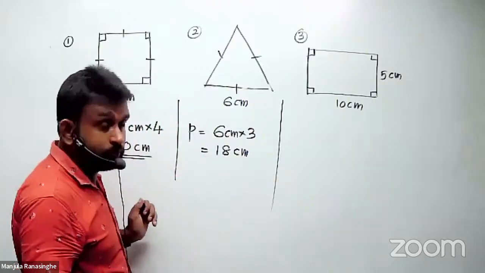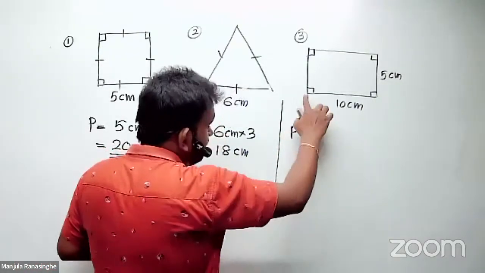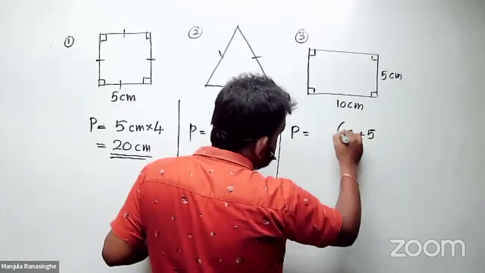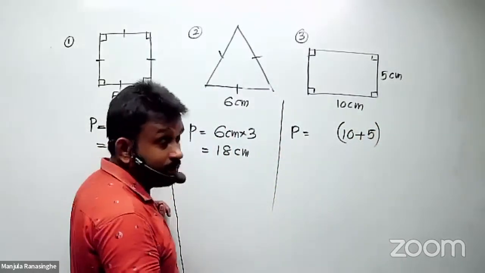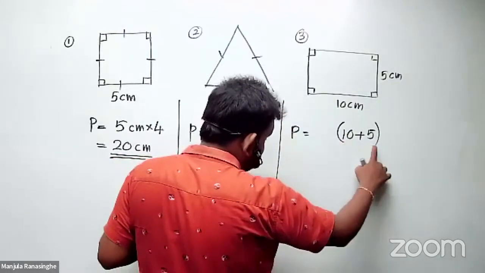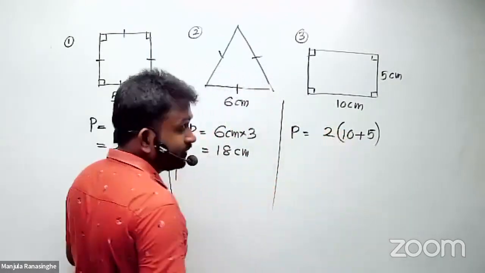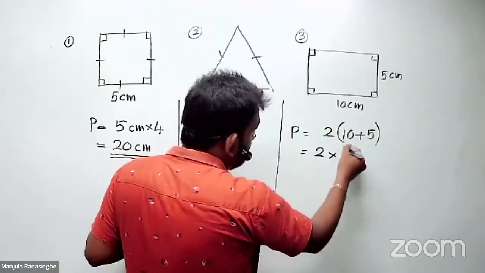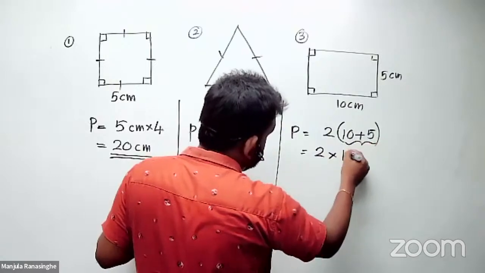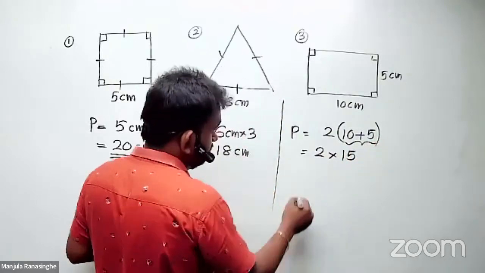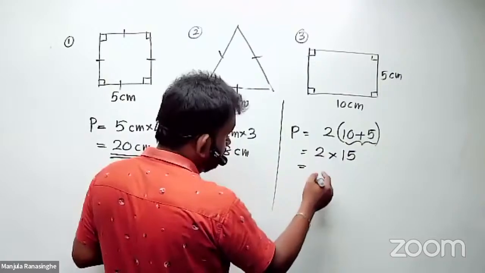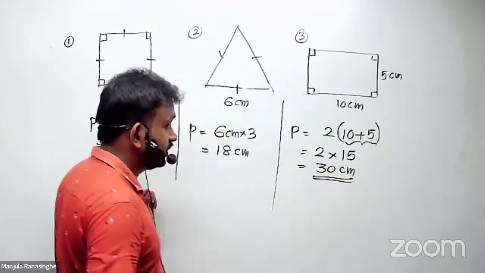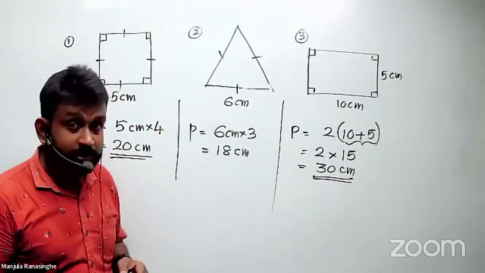So here you know the easiest way: add length and breadth together. So that is 10 plus 5. Then keep a bracket, the sum of these two sides, multiply by 2. That is the easiest way. So now 2 into 10 plus 5 is 15. Right. So now you can find the final answer, 2 into 15. That gives you 30 centimeter. Right. So that is how you deal with the question.